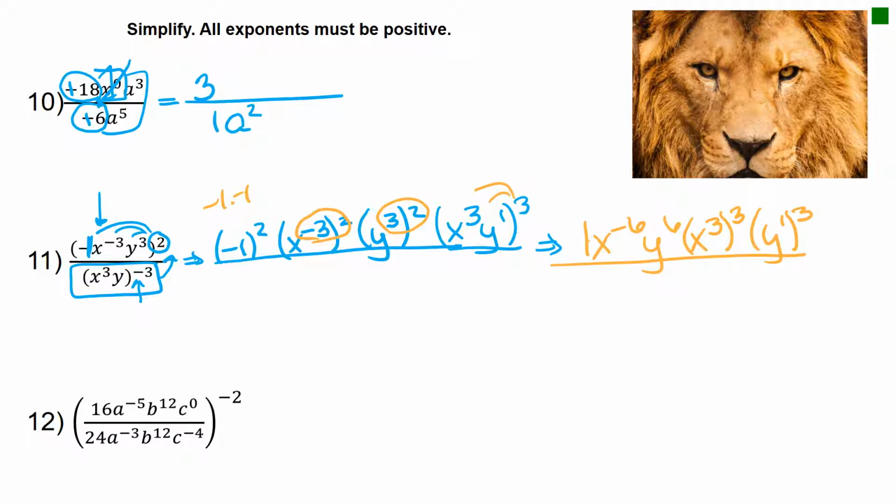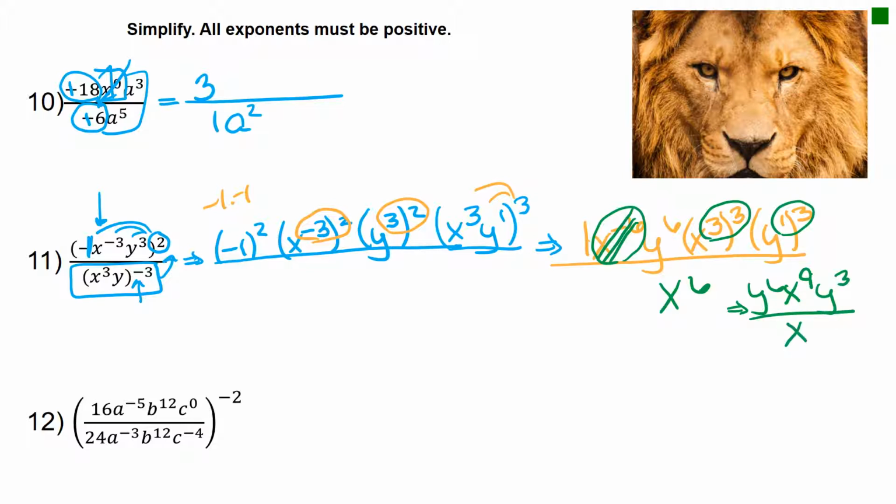What am I going to do with that x to the negative 6? I'm going to move it to the bottom. So I'm going to clean up. I'm going to put it over here. Hope I have room. I've got y to the 6th. I'm going to multiply those, x to the 9th. I'm going to multiply those, y to the 3rd. And then on the bottom, I've got x to the 6th.